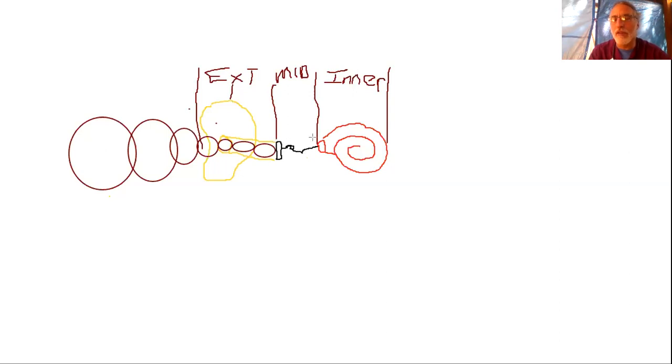We have 1, 2, 3 little bones. Let's just draw a little, I don't know, there's a connection there, right? And then waves that travel in through here. All right. So it starts with a wave in the air. The sound travels. That wave hits the tympanic membrane, which vibrates.